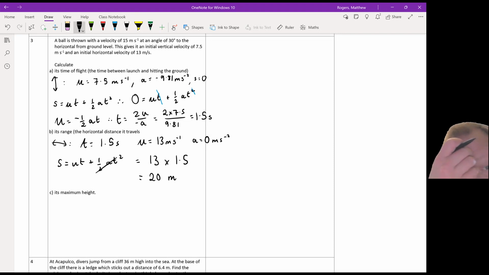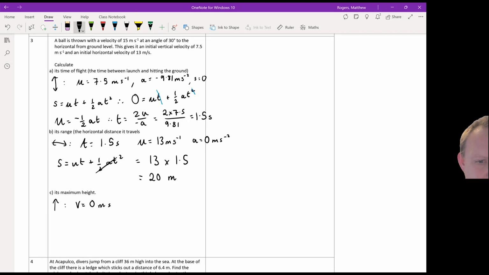C, its maximum height. So a couple of different approaches to doing this. One is to say that the maximum height occurs at half the time. Alternatively, we could look for the displacement when the final velocity is equal to 0. This is the way I prefer doing it, partly because we might be sick of using the same suvat equation all the time.